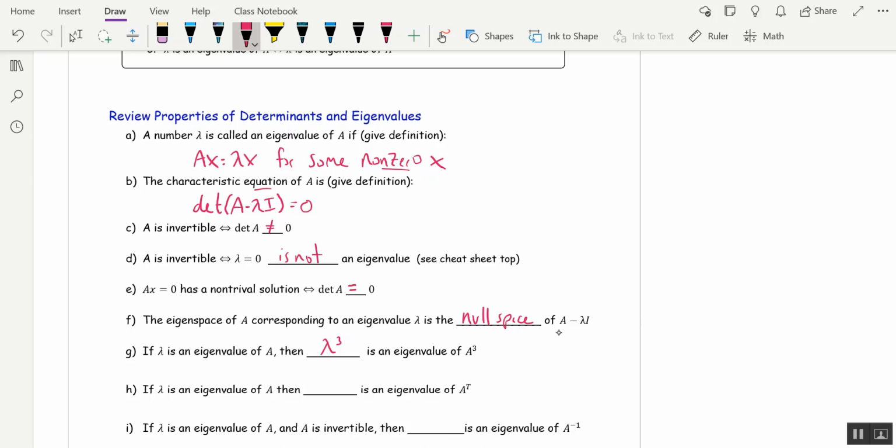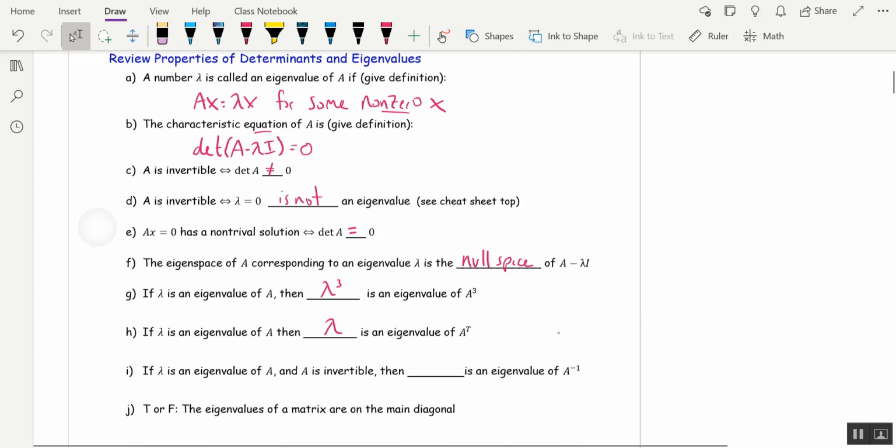If lambda is an eigenvalue of A, then lambda is also an eigenvalue of A transpose. That is property 5 above. If lambda is an eigenvalue of A and A is invertible, then 1 over lambda is an eigenvalue of A inverse. That is property 4 above. Finally, true or false, the eigenvalues of a matrix are on the main diagonal. False. It's only true if A is triangular.